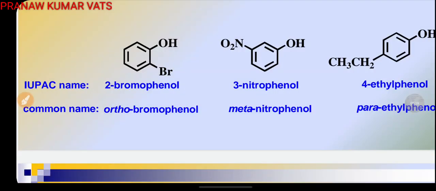For example, you can see 2-bromophenol where OH is at carbon number 1 and Br is at carbon number 2. Common name of this compound is orthobromophenol. Next one is 3-nitrophenol. Common name is metanitrophenol. 4-ethylphenol and common name is para-ethylphenol.